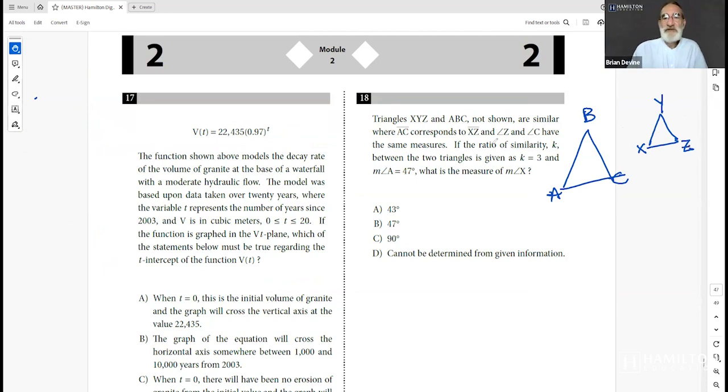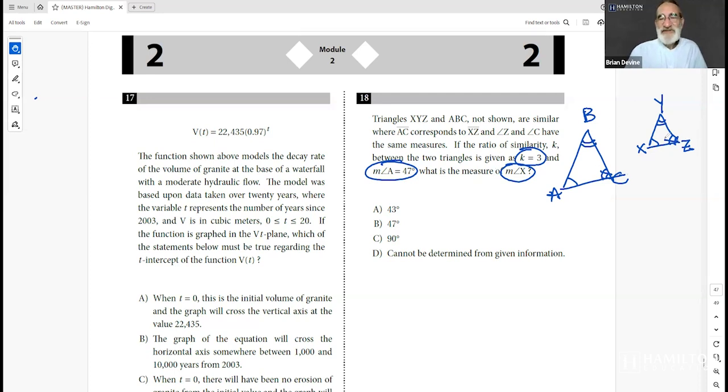There's two similar triangles. All their angles would be the same measure, respectively. X and A correspond, B with Y, and they give us that Z and C are the same measure. If the ratio of similarity K between the two triangles is given as 3, and the measure of angle A is 47, then the measure of angle X, well, in similar triangles, the angles are congruent.